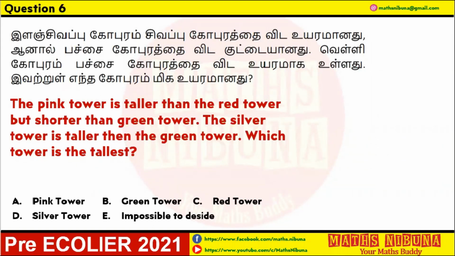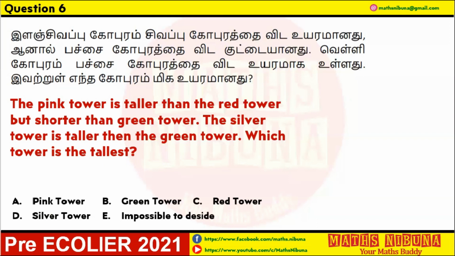Okay, look at question number 6. The pink tower is taller than the red tower, but shorter than the green tower. So we have a pink tower and a green tower. And then the silver tower is taller than the green tower. So we have a silver tower. Which tower is the tallest? We have pink, red, green, and silver, so we have 4 towers. Now we have to decide which tower is the tallest.